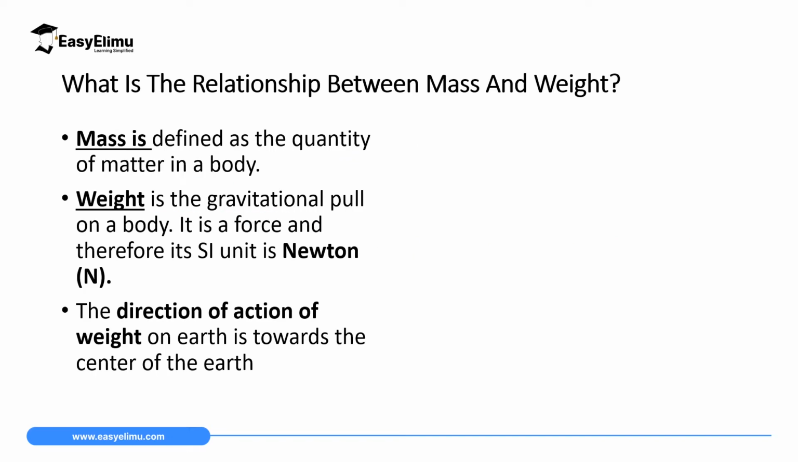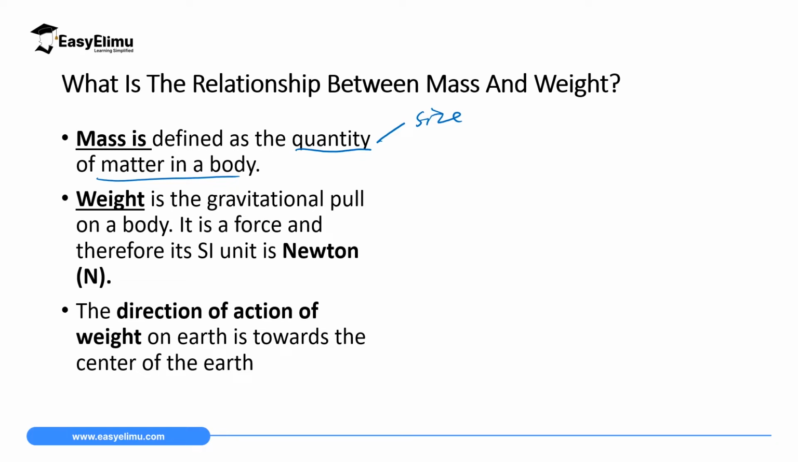Now we are going to realize that mass and weight are related in a special way, but first we are going to define them separately. Mass is defined as the quantity of matter in a body. Quantity in this case means the size. And when we were discussing measurements, we said measurement is the process of finding the size of a physical quantity.